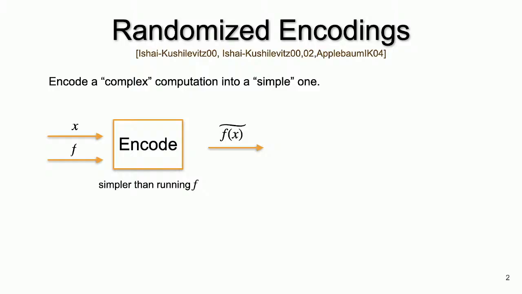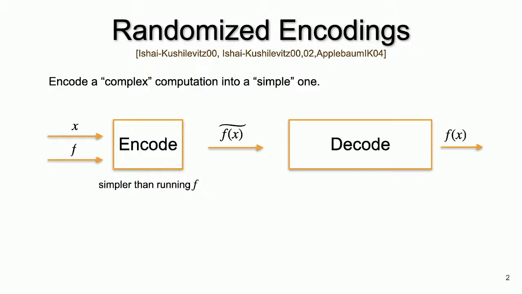Once you have this encoded computation, you want correctness, which says that given this f tilde of x object, you can decode and get back the original computation, f of x. And this decode computation will be as complex as f, but what we're concerned about is optimizing this encode computation. And there is a security property which basically says that f tilde of x should only reveal f of x. So this encode function cannot just simply output f comma x. It should only reveal f of x.